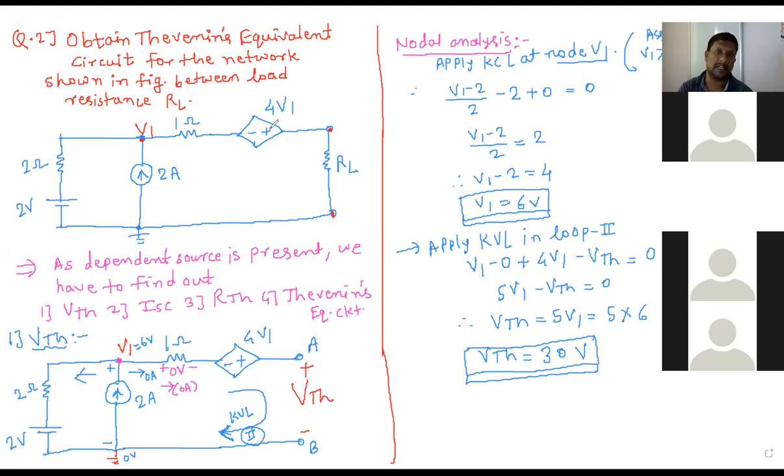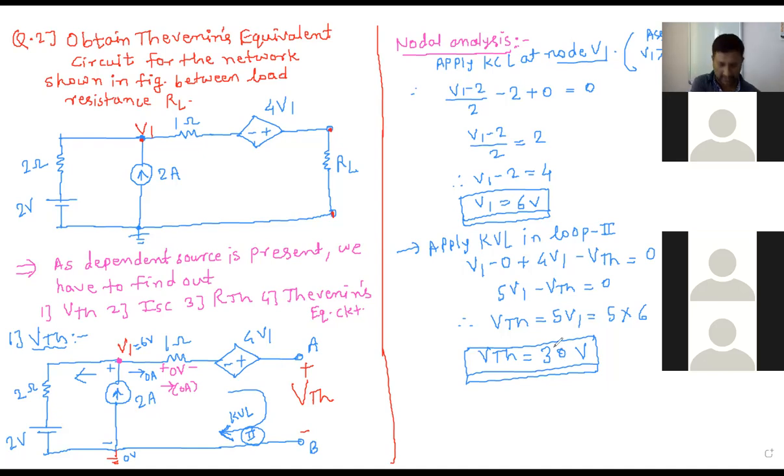What did I do? To find the answer of VTH, I need KVL. Apply KVL. Then 4V1 is there, the voltage across it is V1, and you should understand that this is 0, because in an open circuit the current is 0. If it is 0 means voltage is 0. So if I get the value of V1, then I can get the answer of VTH. Then how to get V1? Think positively. V1 is the node voltage here. So you can find out V1 by applying KCL, so use nodal analysis. Then you can get V1 is 6 volt, and by applying KVL in the second loop, you can get VTH as 30 volt.